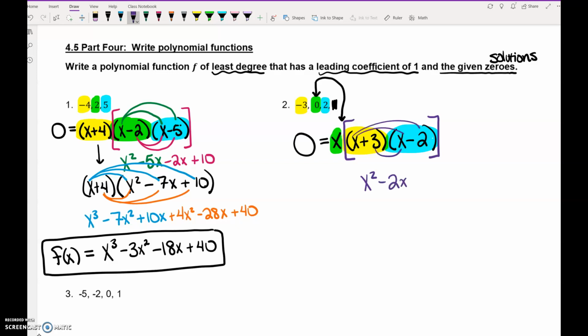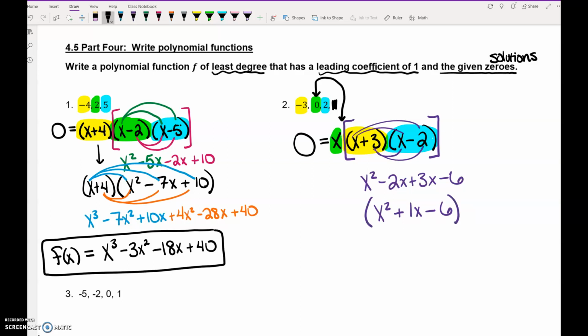minus 2x plus 3x minus 6. Or if you use the shortcut, 3 plus -2 is 1x, and 3 times -2 is -6. But you can get that by multiplying it out and combining like terms as well. You don't have to write that 1 in there, but you absolutely can.